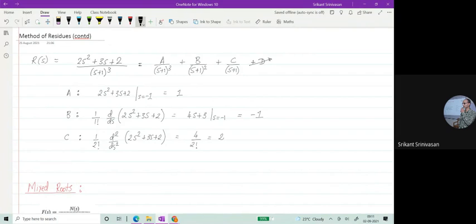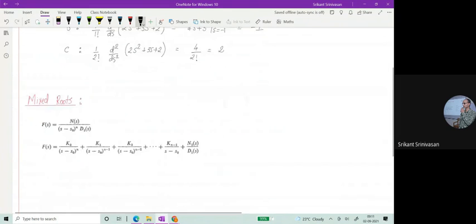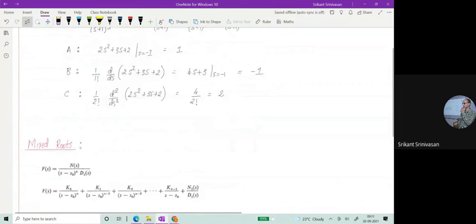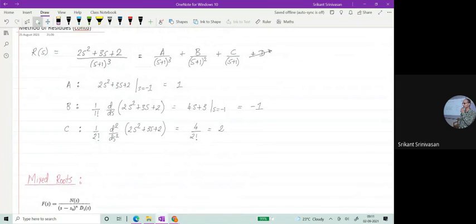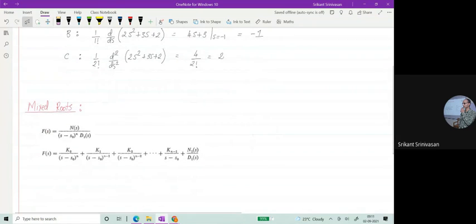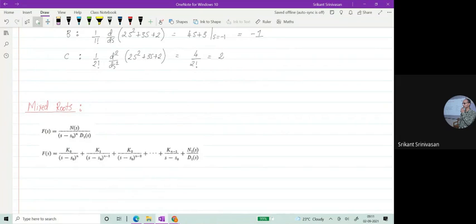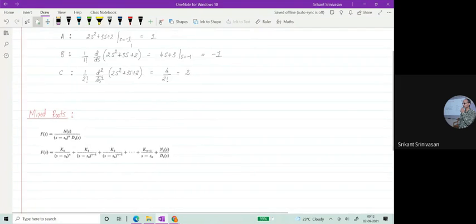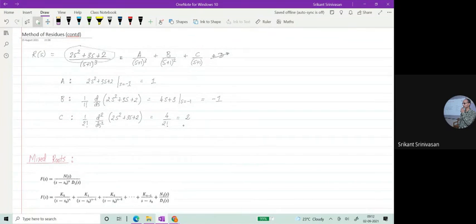Now let us go to the case where you have mixed roots, right? See, in the earlier equation which I solved over here, in the denominator you have s plus 1 cube. Now I'm coming up with a new equation. For mixed roots, I have some numerator, and then there is a denominator term s minus s naught to the power n. Then I get a third term here.